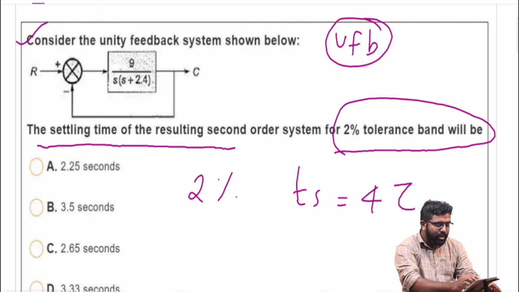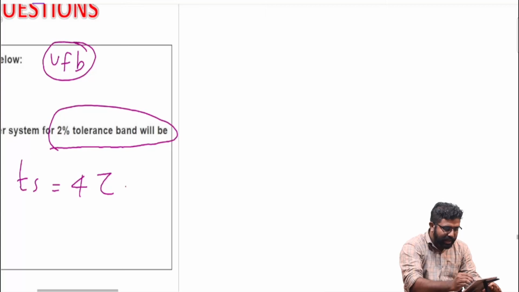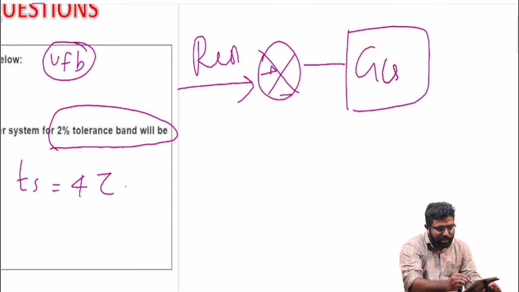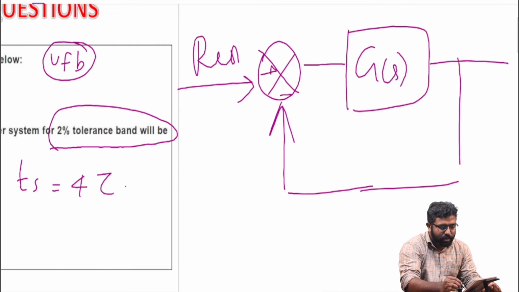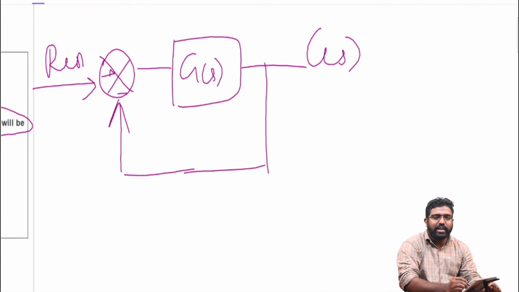So consider the unity feedback system. I need to consider it in great detail. R of S is my input, with negative feedback, and the open loop transfer function is G of S, with feedback of unit value. C of S, I need to find the transfer function.